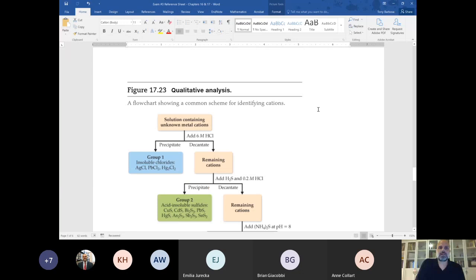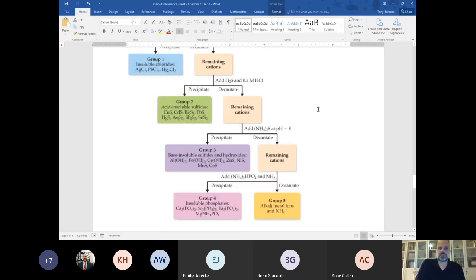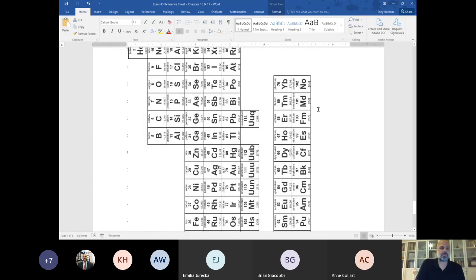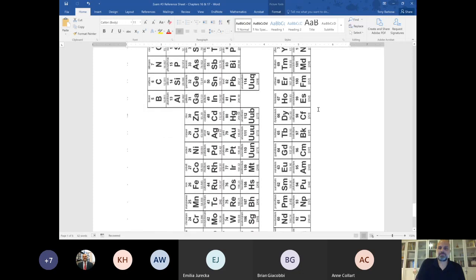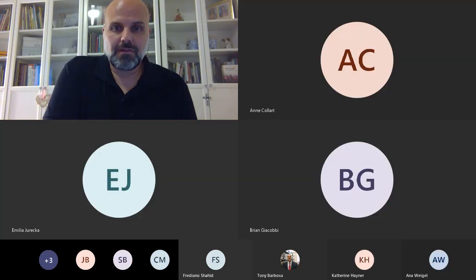The qualitative analysis sheet that I mentioned in today's class. And periodic table. So that's what's there so far. That's currently what exists in the sheet.